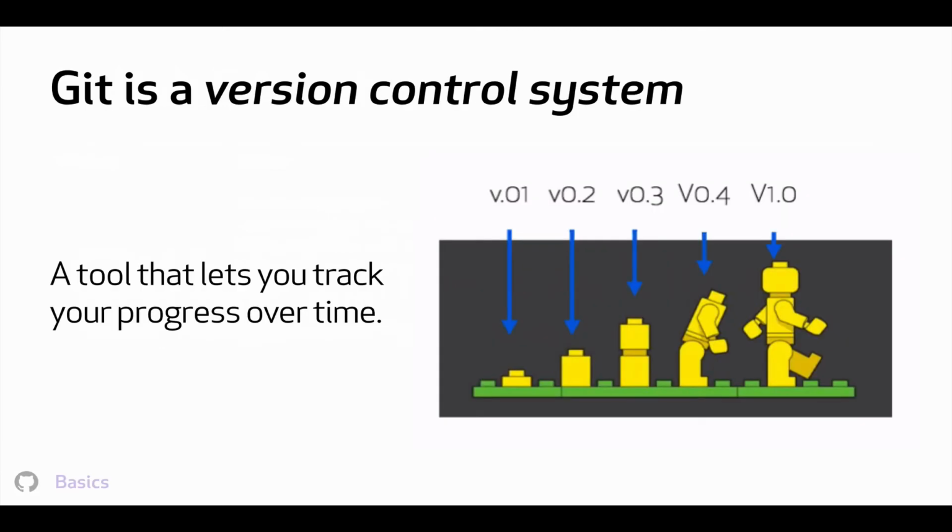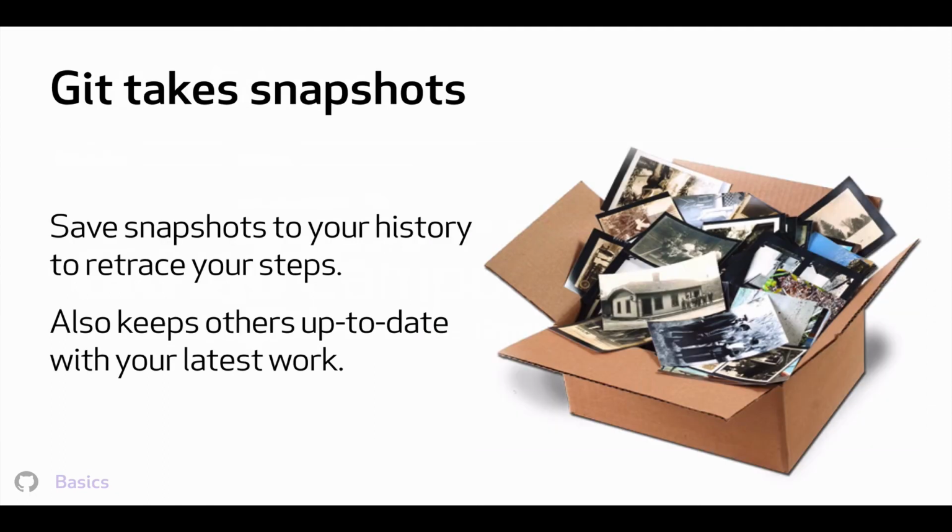Git is a version control system. A version control system is essentially a tool that lets you track the progress of your project over time. When you're working by yourself, it's a historical record, so you can look back and see how you worked on something. Git takes snapshots, and you make that record by taking snapshots of your project as it evolves and saving it to your history. Version control lets other people stay up to date with what you did and retrace your steps. It also lets you work in parallel so multiple people can work on a project at the same time.